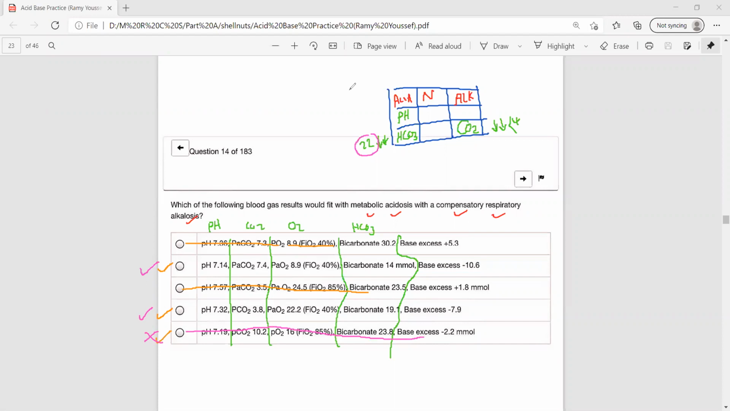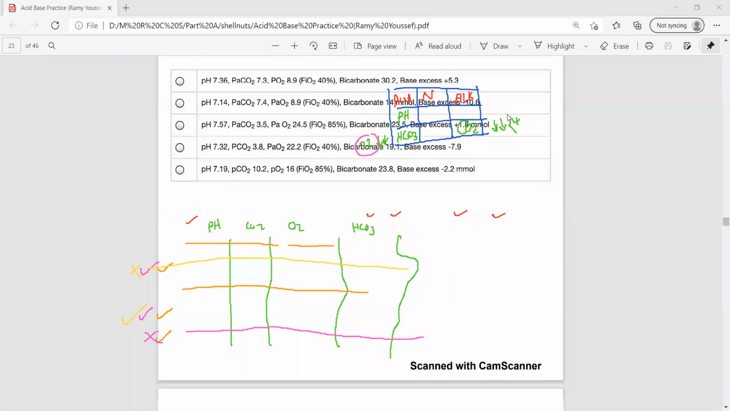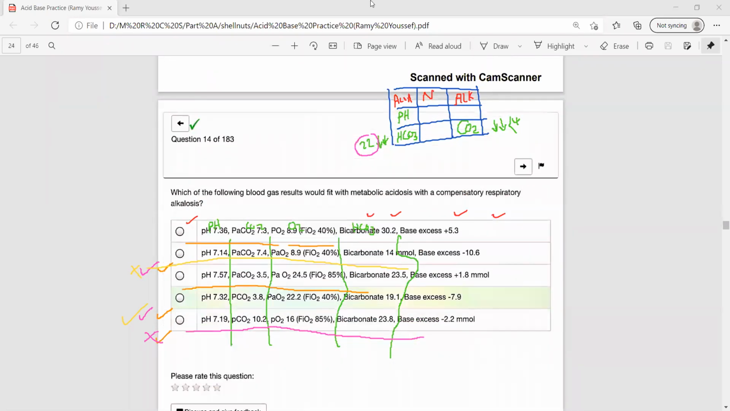The last one is CO2, which should be below 4. So this is excluded, and this will be right. So my answer will be D. Let's go and check, maybe we are wrong. Yes, we are right.